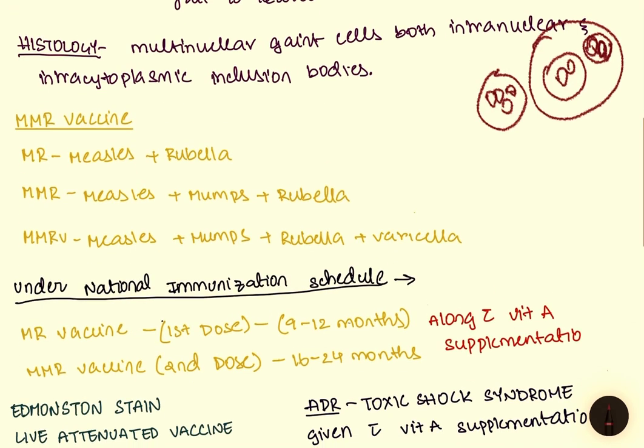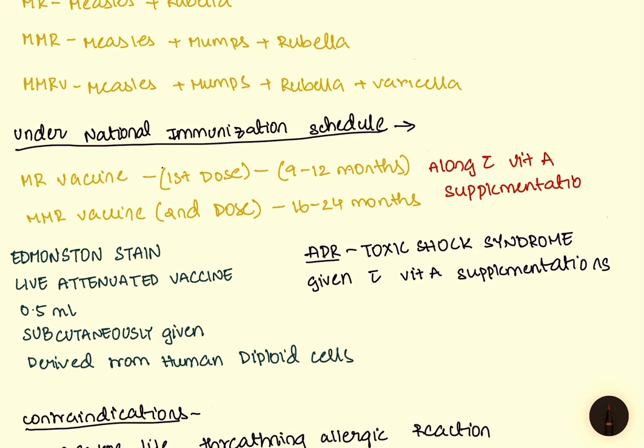MMR vaccine. So MR vaccine is for measles and rubella. In MMR, you give for measles, mumps and rubella. In MMRV, you give for measles, mumps, rubella and varicella. Varicella means chickenpox. The first dose of MMR vaccine is given at 9 to 12 months of age, and the second dose is given at 16 to 24 months of age. First dose is given at 1 year and second dose at 2 years. It is given along with vitamin A supplementation.